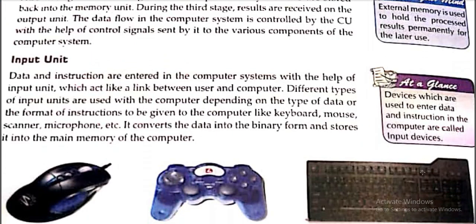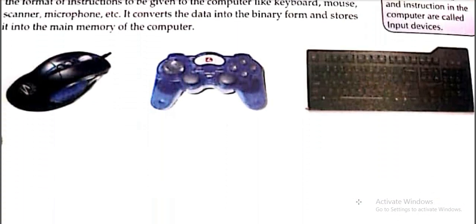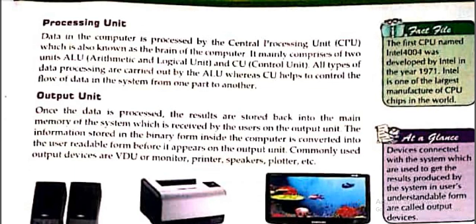So basically you studied in the previous classes about the input devices. Different books write different definitions, but the common thing is that the device which gives instructions to the computer is called an input device. Suppose I take an example: the mouse gives input to the computer, the keyboard gives input to the computer, and many devices you can think of which give input to the computer are also input units.